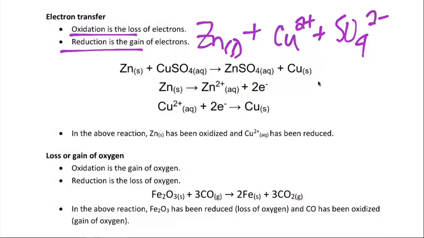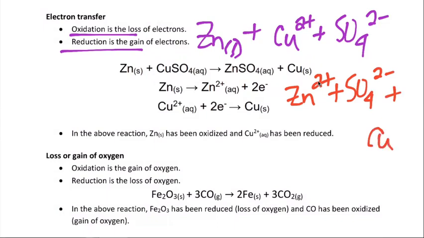On the product side, the zinc is now paired up with the sulfate. So the zinc is now in the ionic form because it's in the compound. And sulfate is still the same. But now the copper is that solid element. So what happens here is, if you notice, the sulfate didn't change.